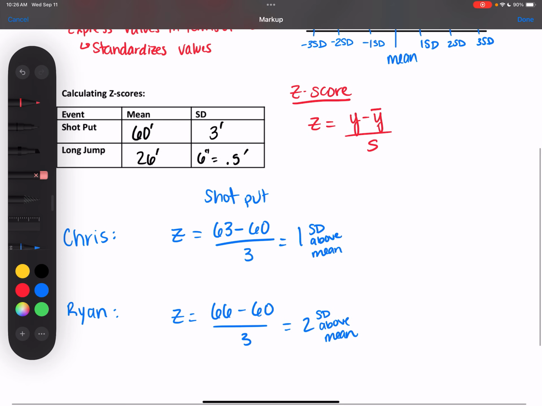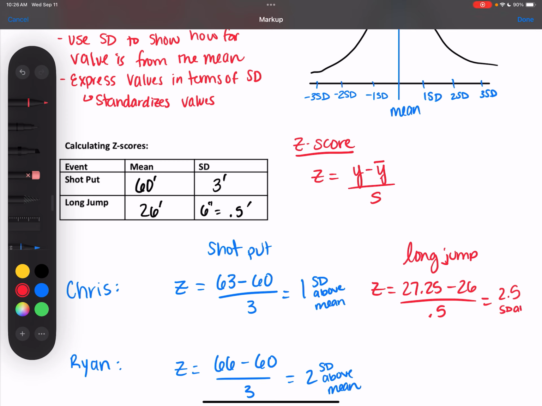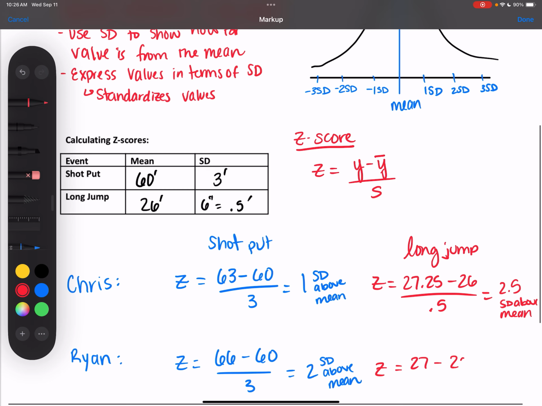I'm going to do long jump in a different color so it doesn't run together so much. So then the long jump for Chris, Z equals 27.25 minus 26 over 0.5. That ends up being 2.5 standard deviations above. Then for Ryan, Z equals 27 minus 26 over 0.5, which is 2 standard deviations above the mean.